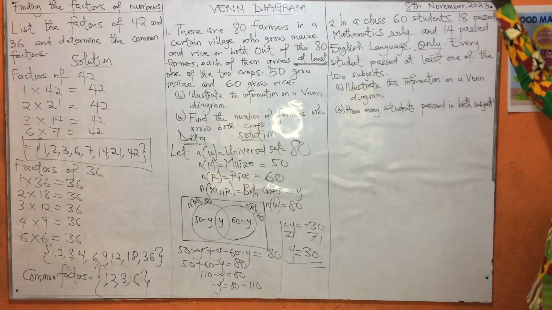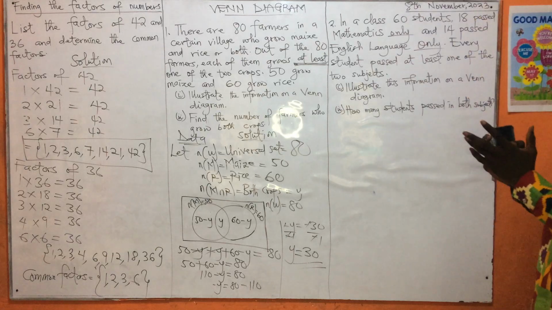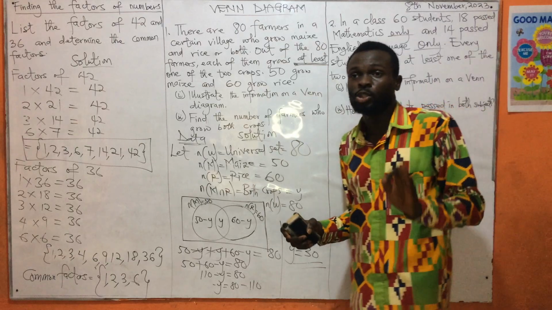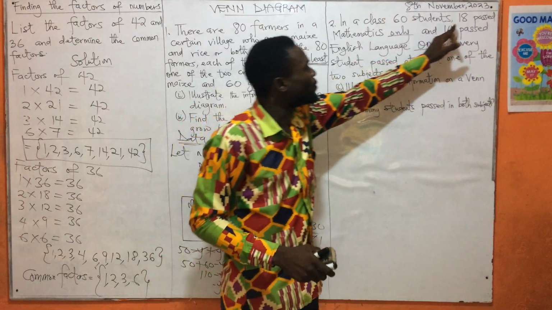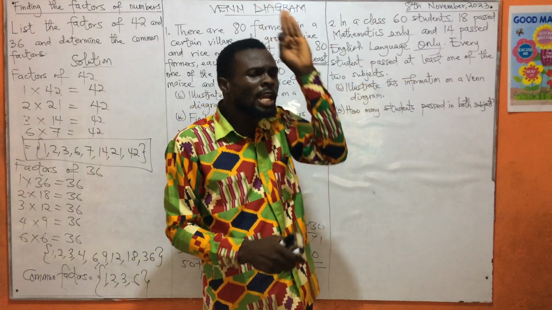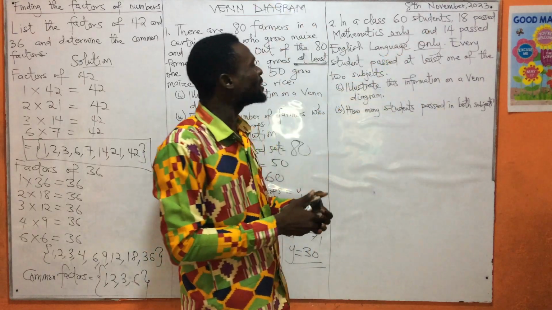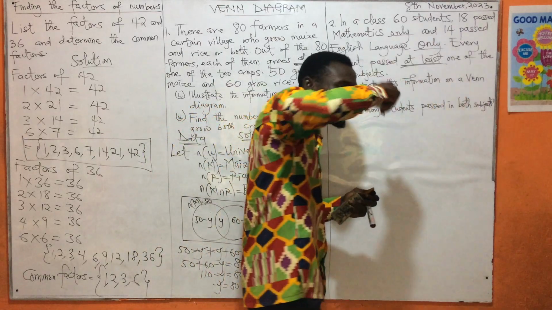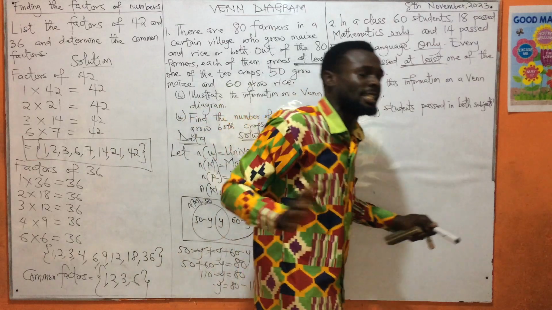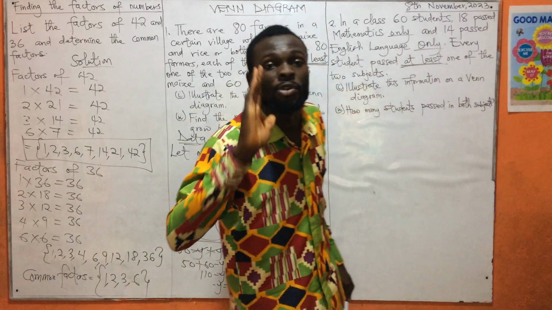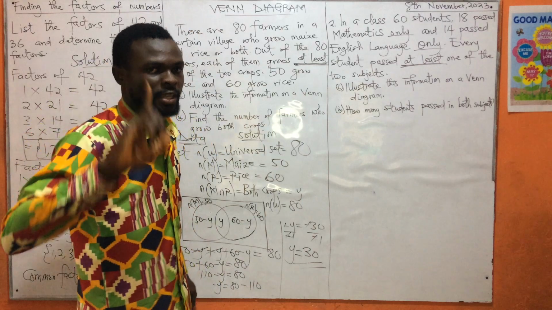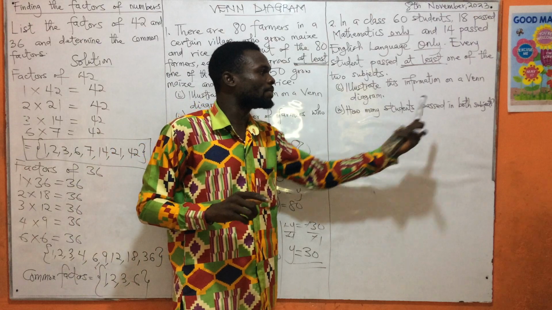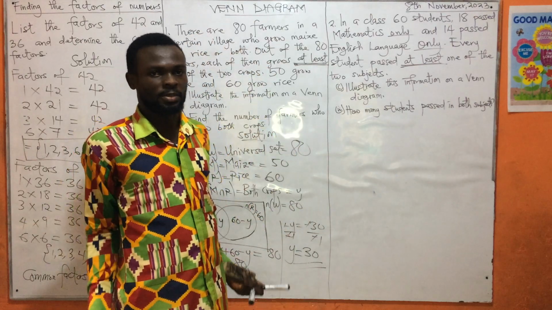In a class of 60 students, so in a class, that is the universal set, 18 passed mathematics only. The person has told you only. And 14 passed English only. Every student passed at least one of the two subjects. Again, at least has been mentioned. So once you see at least, it means there is no region 4 or region outside here. Illustrate this information on the Venn diagram. How many students passed both subjects?